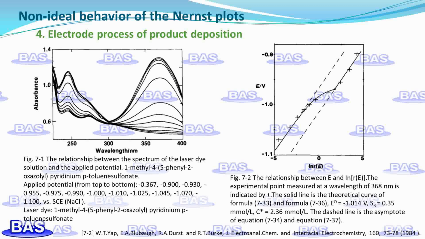Figure 7.2 shows E as a function of ln-Re. The experimental points measured at a wavelength of 368 nanometers are indicated by crosses. The solid lines are the theoretical curves of equations 7.33 and 7.36. The potential versus ln-Re was plotted using the absorbance value at 368 nanometers, and the measured potential is minus 1.014 volts, SR equals 0.35 millimole per liter, C asterisk equals 2.36 millimole per liter. The dashed line is the asymptote of equations 7.34 and 7.37.